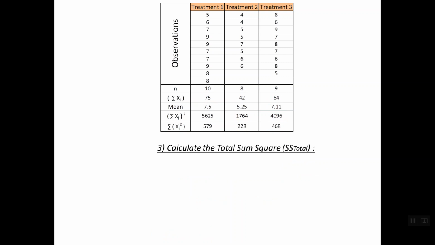Okay, now simply we can calculate the total sum of squares, which is abbreviated SS total. The formula for SS total is simply the summation of the squared observations for each treatment: this is for treatment number 1, this is for treatment number 2, and this is for treatment number 3. And we subtract the correction factor from the total summation.